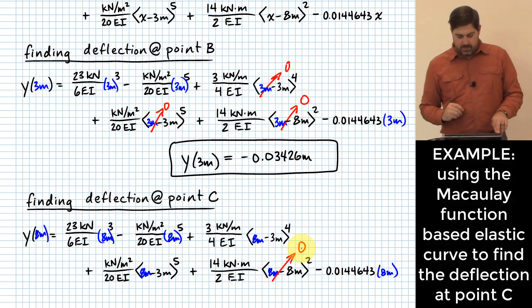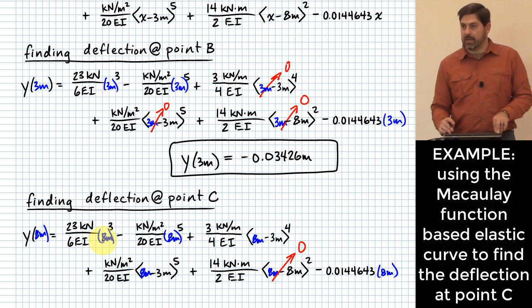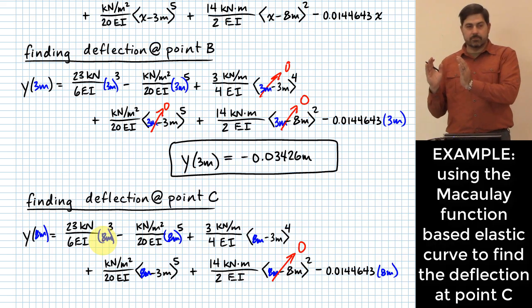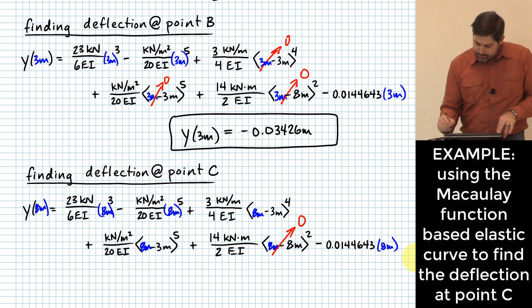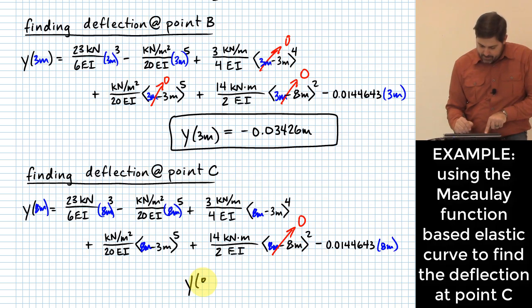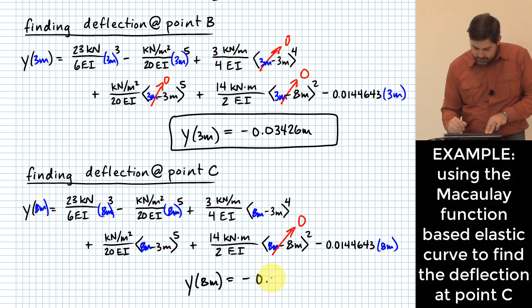Let me ask you this. What if I was evaluating it at x equal 9 meters? Yeah, none of them would be 0. All the terms would be playing in that last segment of the beam. Make sense? And again, I don't want to bore you by punching all this into a calculator, but if you trust me, y at 8 meters should turn out to be negative 0.02079 meters.